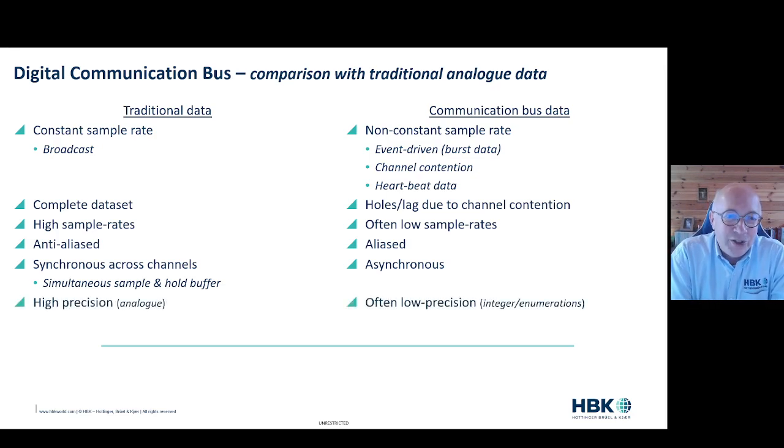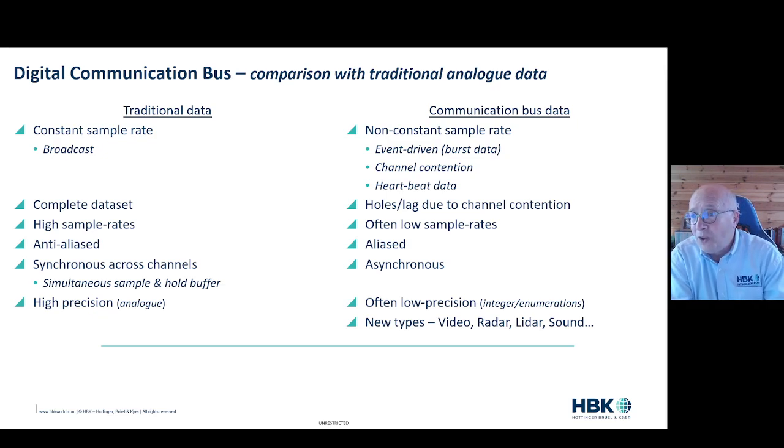And finally, the traditional data, we've designed it for our own purpose, so it's high precision, we've controlled it, it's analog when we've got it. Whereas a lot of communication bus data is low precision, so it's sent by very limited sized integers and things like that, which means it doesn't necessarily have the numerical precision. The other benefit though is that there's all sorts of new data on that communication bus, which is really useful to us as engineers. So video, radar, LiDAR, sound, and all things like that we have access to.